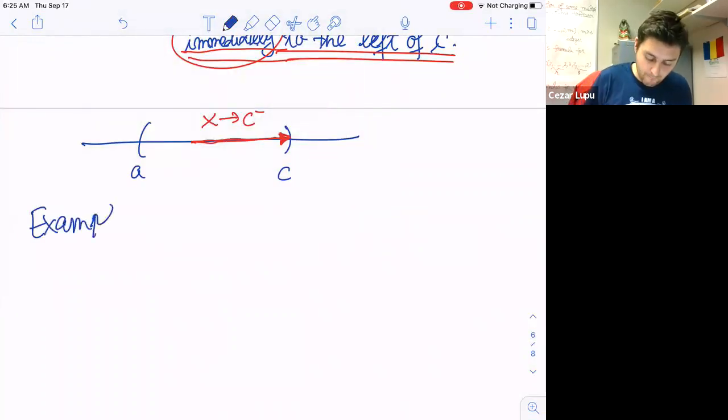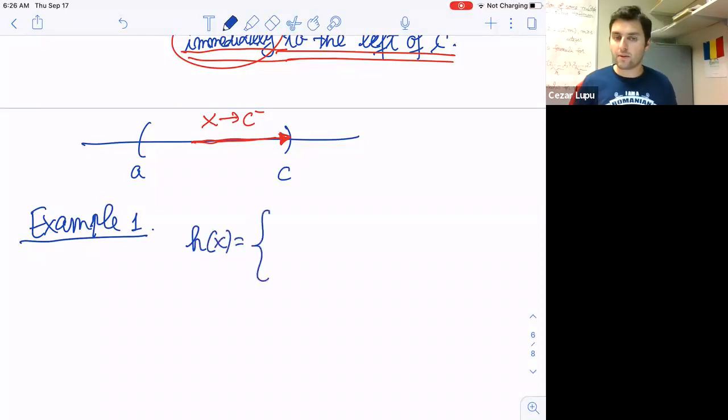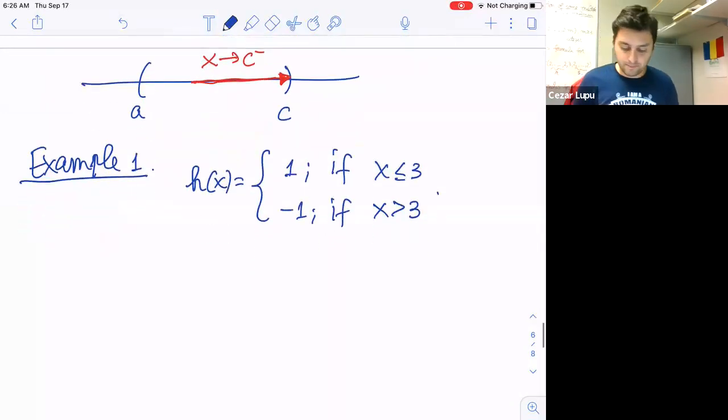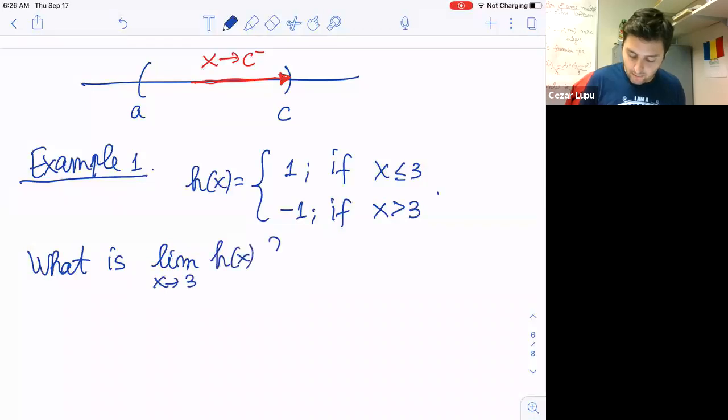Example 1. Let's define the following function. Let's take h of x. I'm going to take a piecewise function: 1 if x is less than or equal to 3, and -1 if x is greater than 3. Now the question is, what is the limit as x approaches 3 of h of x? That is the question.